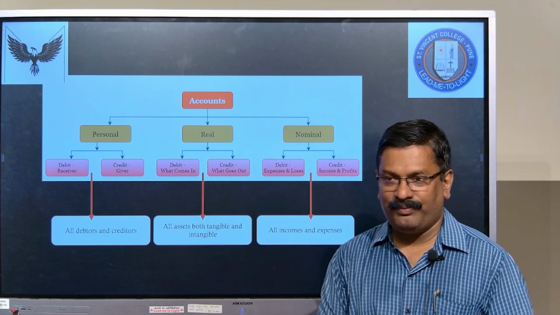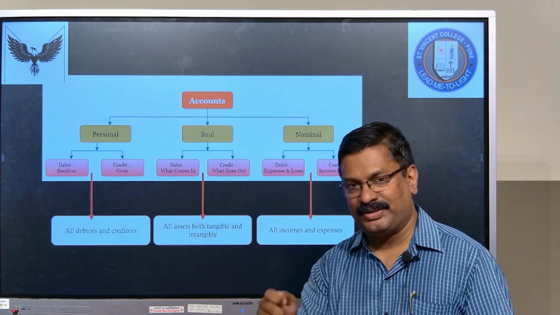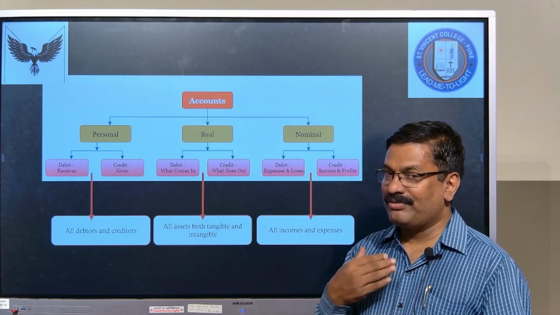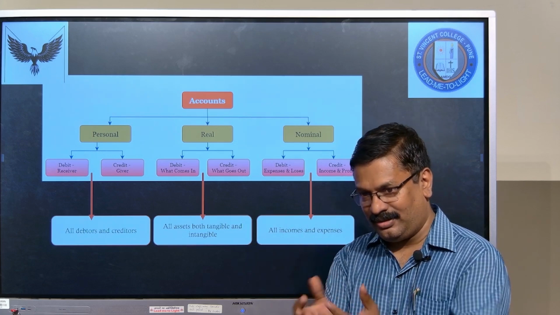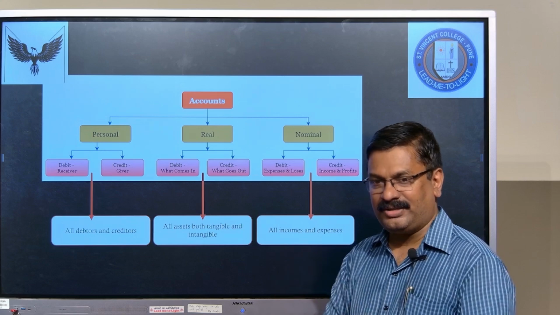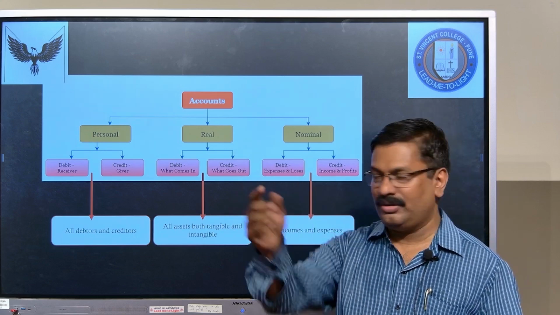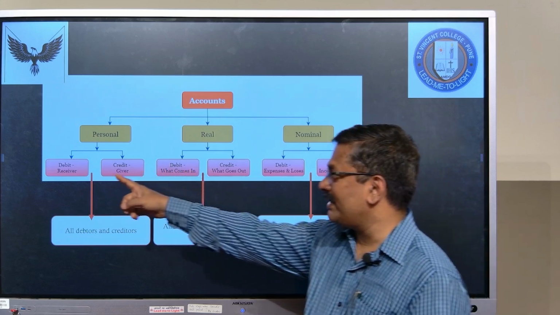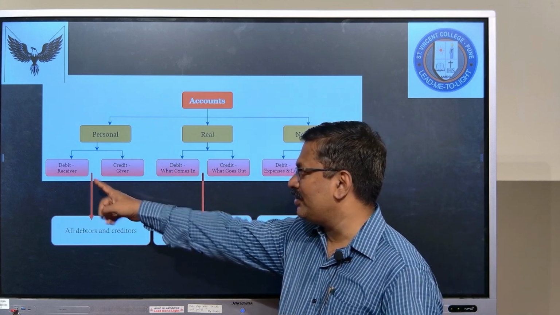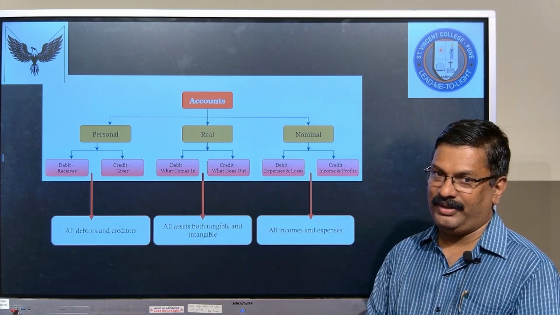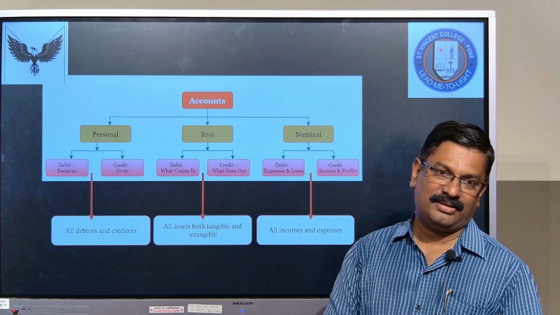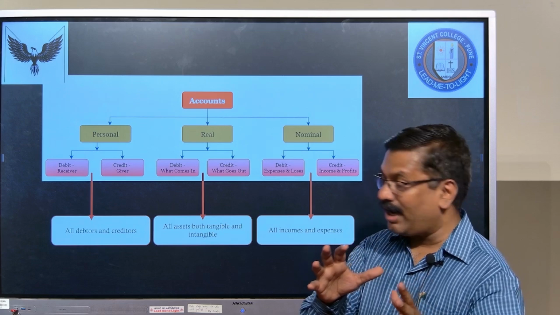For example, I am selling goods to a person, Mr. John. John is a person. I have sold goods, that is real, I can touch and feel and see. He has taken the goods. Credit what goes out. Who is the receiver? John. John is a receiver, so he is debited. So debit John, credit the sales. That is the accounting principle.